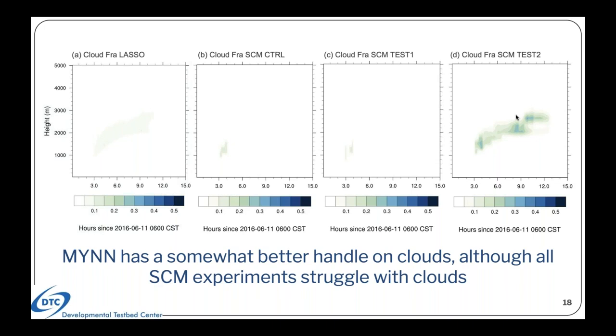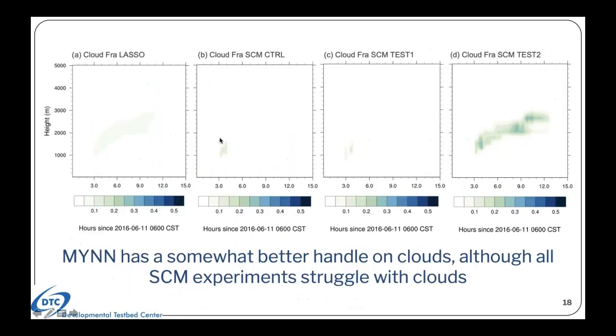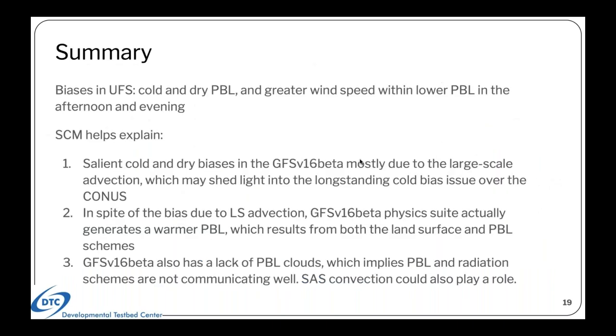Another thing that I am not going to show here: in these first hours of simulation for each single column model test, we did receive a very brief pulse of light precipitation, and this was not simulated by the LASSO. So this precipitation is going to have impacts on the evolution of our boundary layer. So this brings into question how the convection is handling the clouds in addition to how the radiation is picking up on the precipitation.